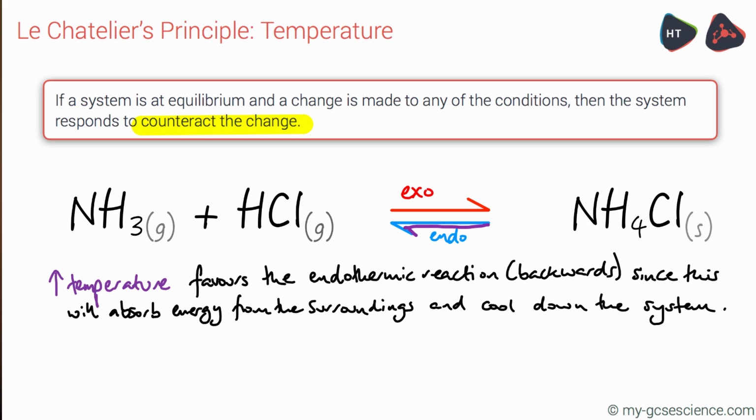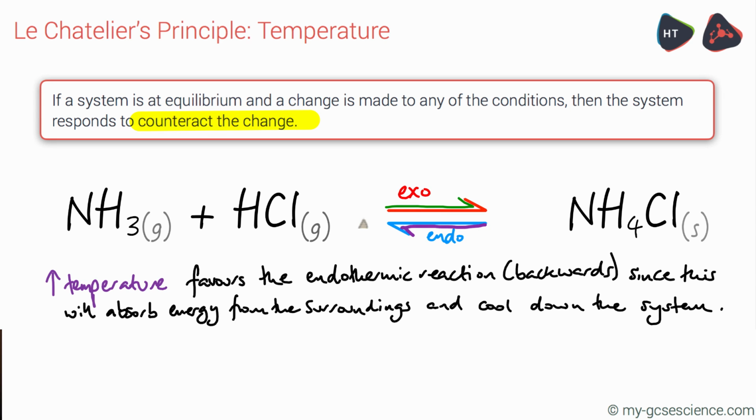As we know from before, because endothermic reactions take in heat from the surroundings, they'll result in a cooling down of the reaction. So increasing the temperature always favours the endothermic reaction, and in this case, that's the backwards reaction. So we'll create more of the reactants, ammonia and hydrogen chloride, and less of the product, ammonium chloride, because it's being used up to do the backwards reaction.